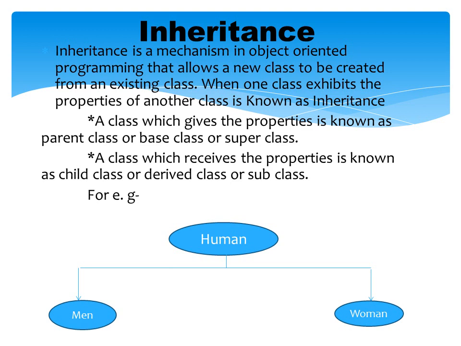A class which gives the property is called the parent class. A class which receives the property is known as the child class. There are two more names for parent class, base class and super class. In the same way, there are two more names for child class, derived class or subclass.